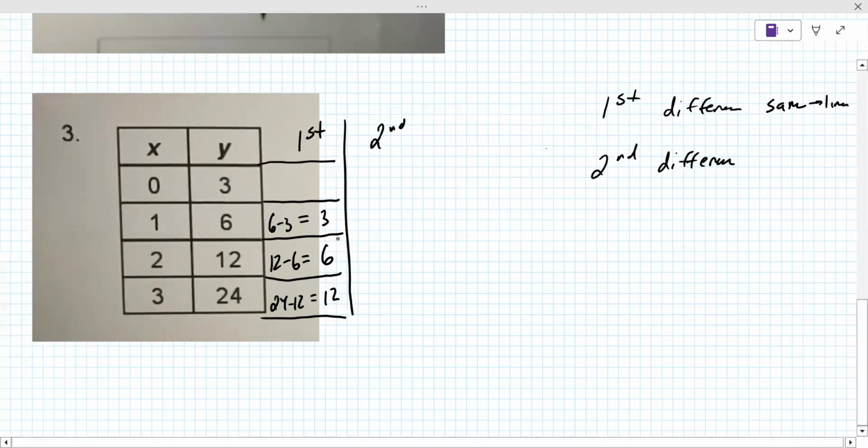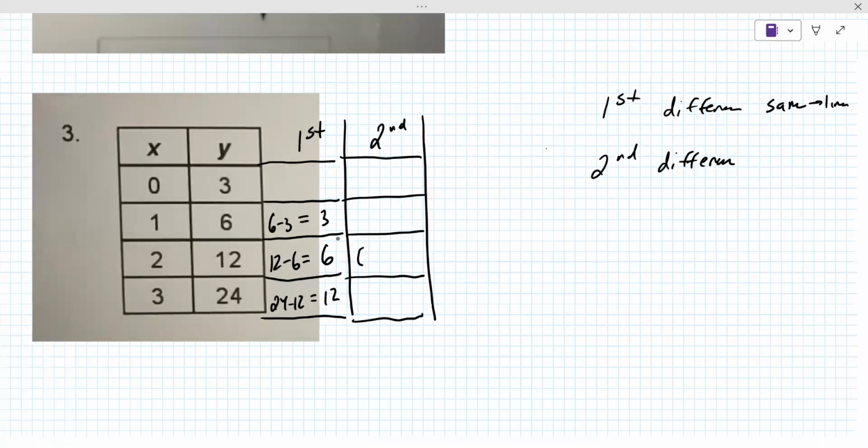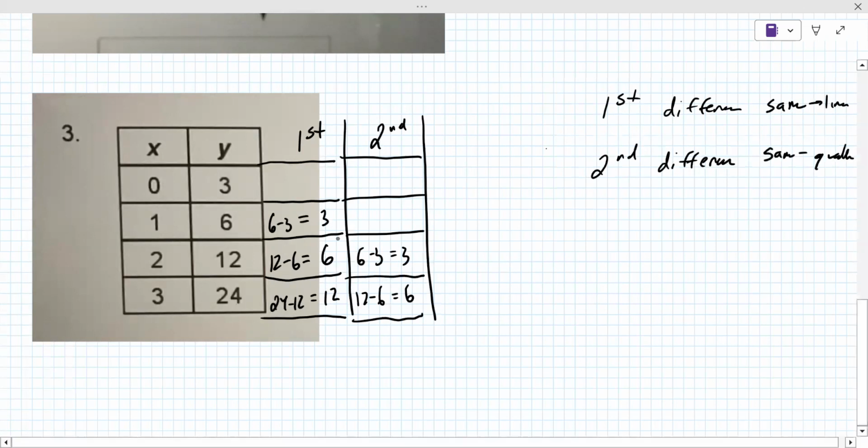For the second difference, you do the same thing, but you use these new values. So this time it's 6 minus 3, which is 3, 12 minus 6, which is 6. If the second difference is the same, it's quadratic. So I think you can see here that the first difference is not the same and the second difference is also not the same. Okay, that means it's something else. All right, so this is maybe a bad one to start with.